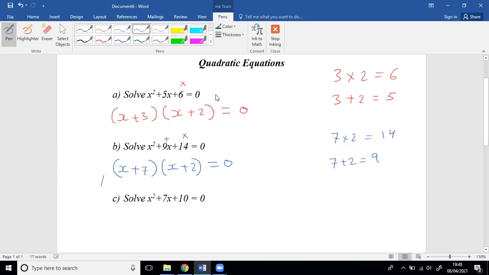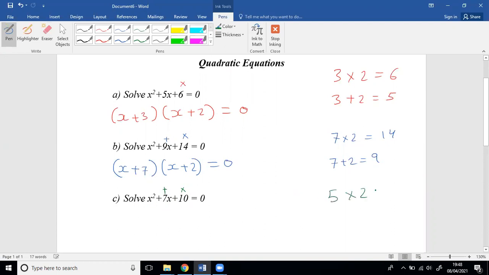And finally, the next one, here you go, this one. So we're going to follow the same method. Think of two numbers. If we multiply, it should give me 10, and then if I add the same numbers, it should give me 7. Always start from multiplication. So say to yourself, what are the two numbers that, if I multiply, can give me 10?